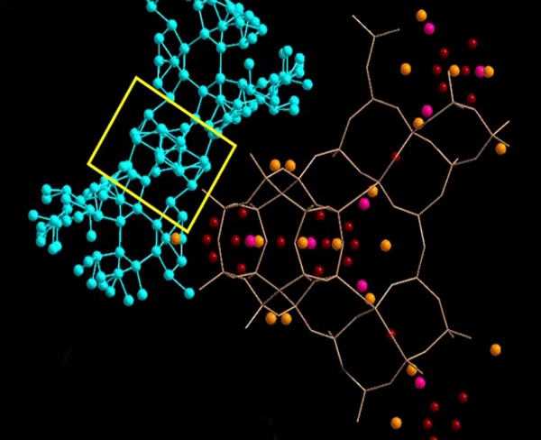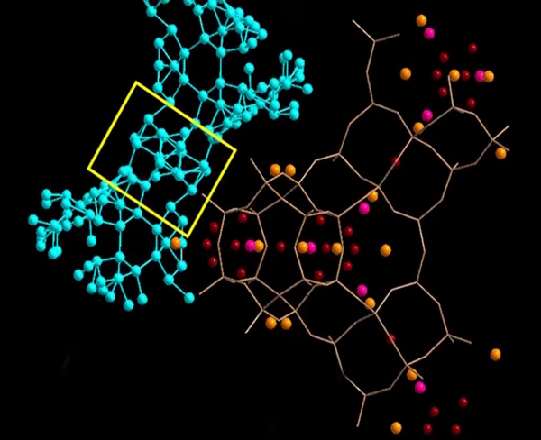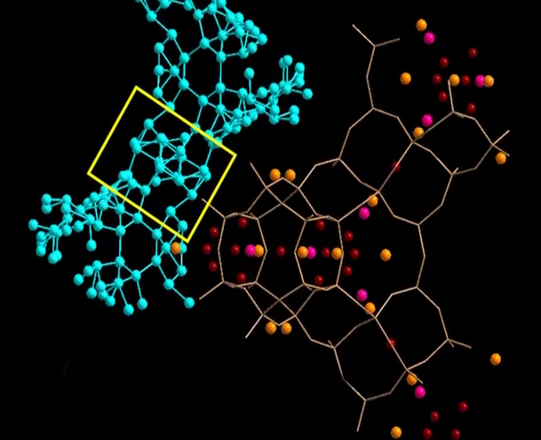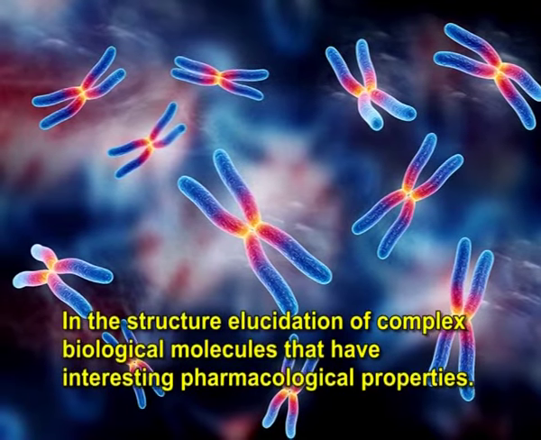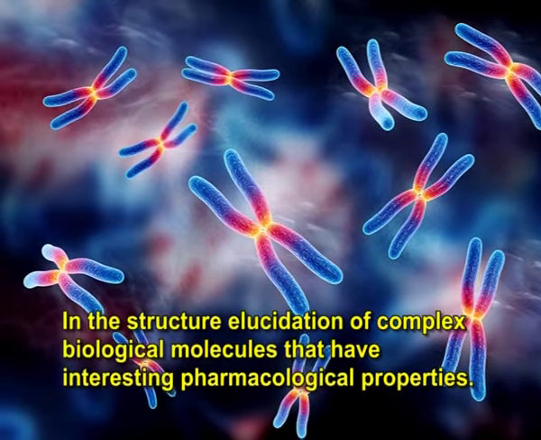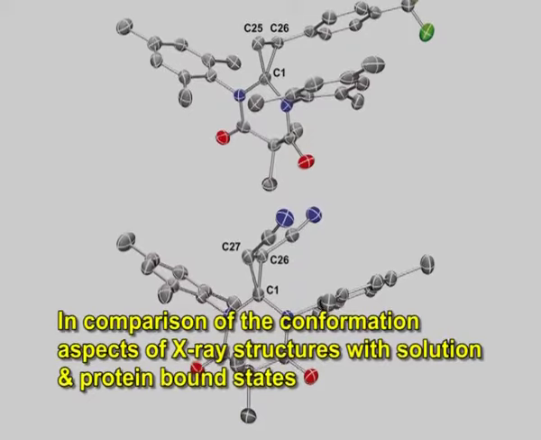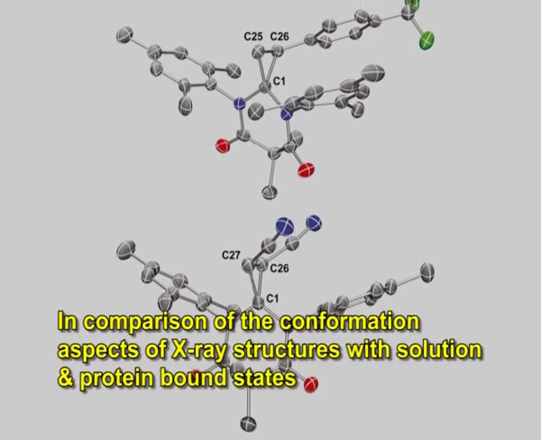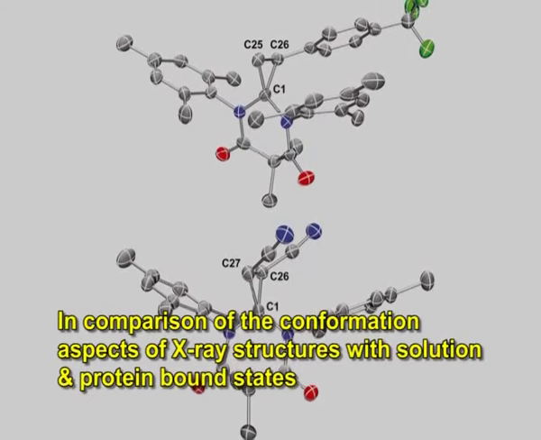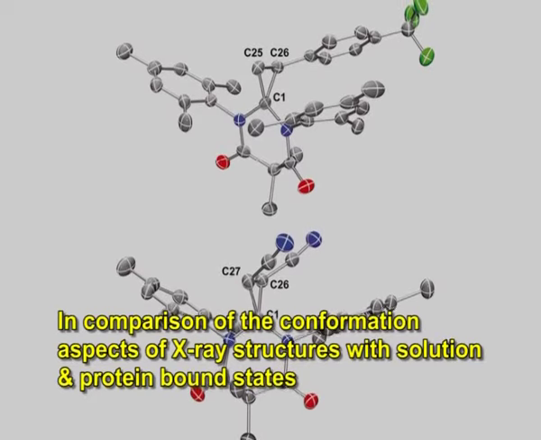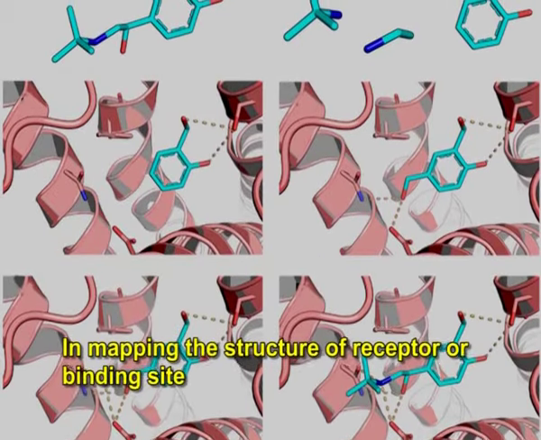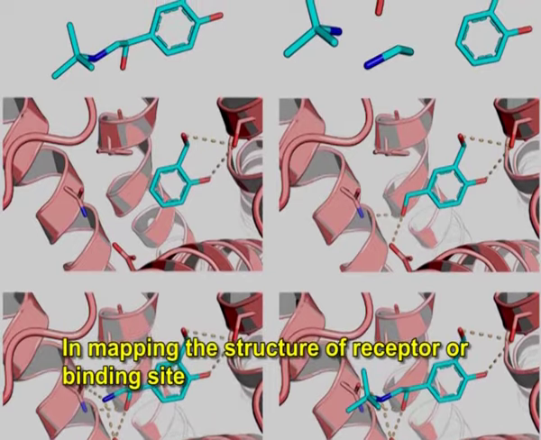The role of this technique in drug designing is divided into 5 following categories. In the structure elucidation of complex biological molecules that have interesting pharmacological properties, in comparison of the conformational aspect of X-ray structures with solution and protein bound states, in mapping the structure of receptors or binding sites.